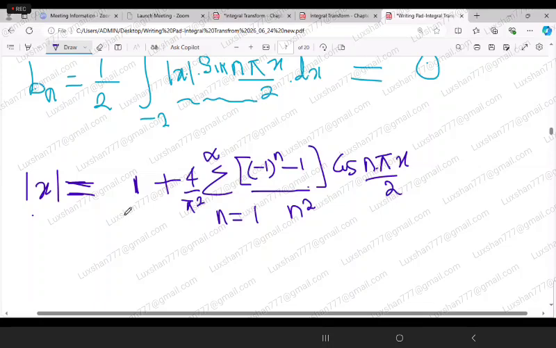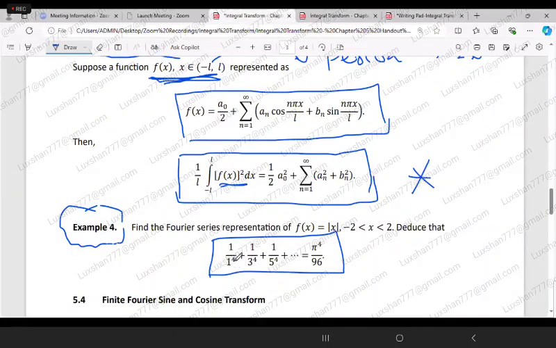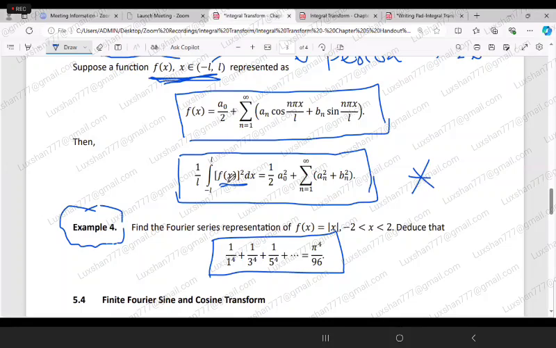Now, if you look at the question, it is 1 to the power 4, 3 to the power 4, 5 to the power 4. Here, what we are having is n squared. Therefore, how can we get something to the power 4? That is our concern. Therefore, now what we can do is use the Parseval identity.